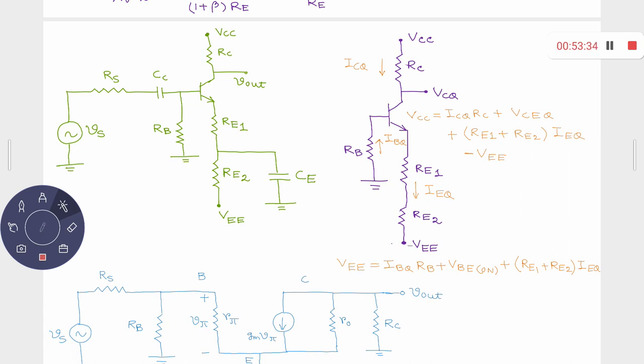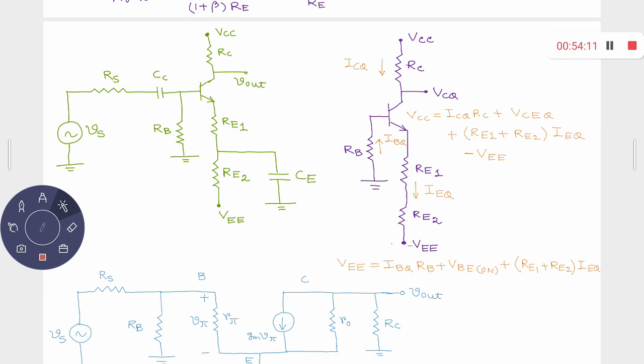So VEE, VBE on and beta are given, and RB and RE1 and RE2. If all the resistor values are given, then you can very easily calculate what should be my IBQ. IEQ is given by (1 plus beta) times IBQ. So from this equation itself you can find out what is the IBQ. Right?